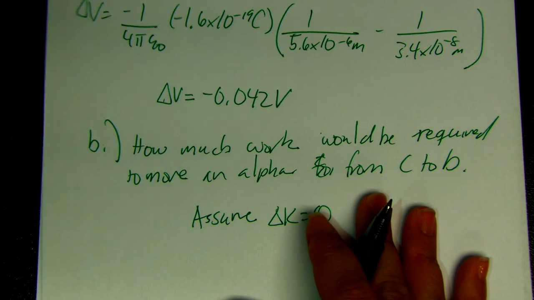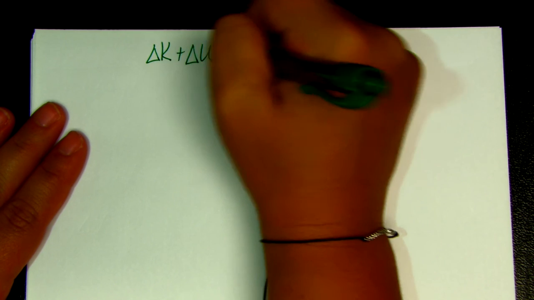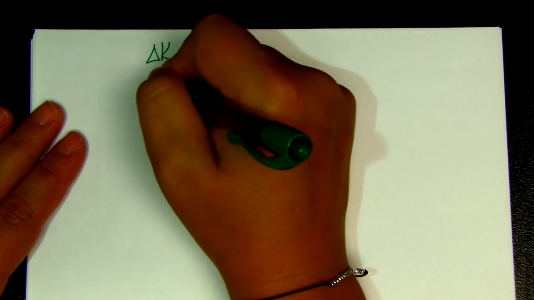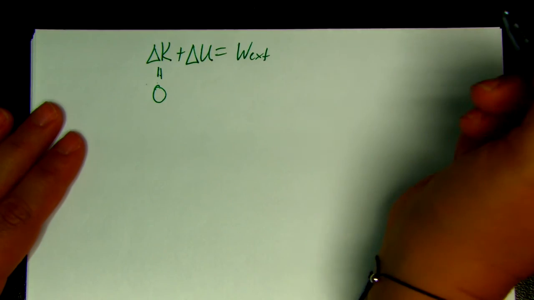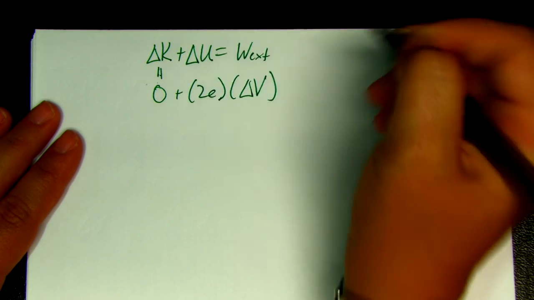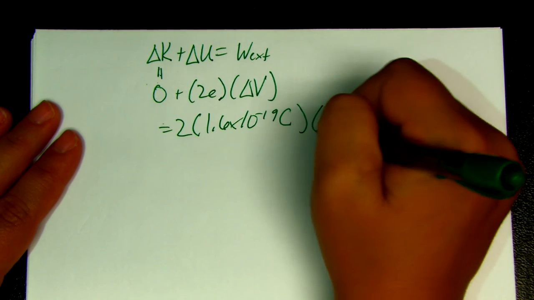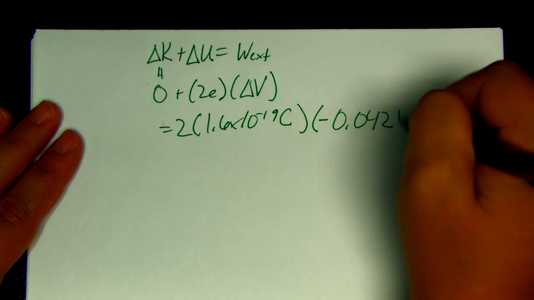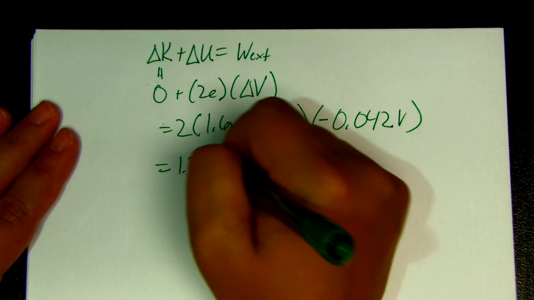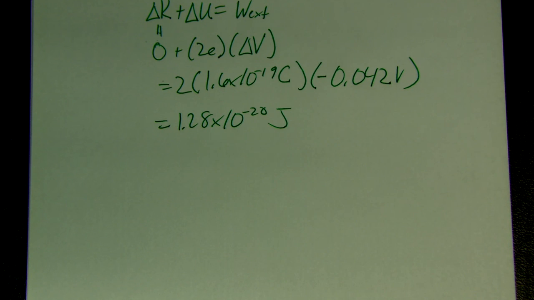All right, so moving along, delta K plus delta U is equal to work external. We've assumed that delta K is 0, so plus 2e times delta V is equal to 2 times 1.6 times 10 to the minus 19 coulombs times minus 0.042 volts, which is equal to 1.28 times 10 to the minus 20 joules. And so there we have brought Physics 1 now nicely into Physics 2.